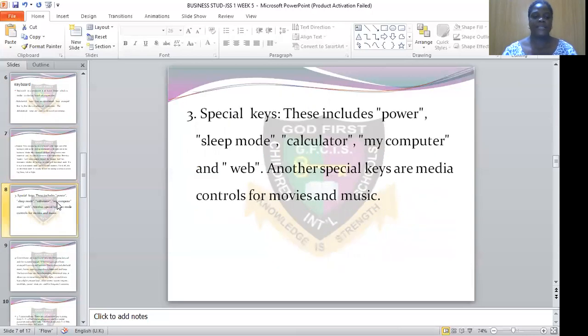Let's move on to the next key on the keyboard. We have the special keys, where the power is and the control. You use the cursor to control whatever application you are running on the computer system. The power, the sleep mode, the calculator, my computer, and web are the special keys that we are talking about.